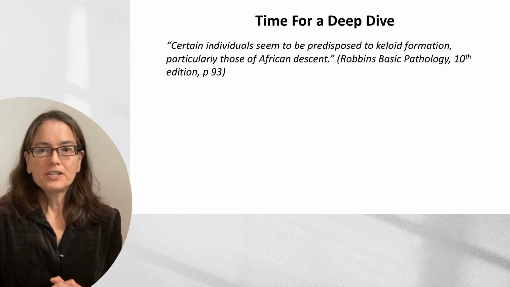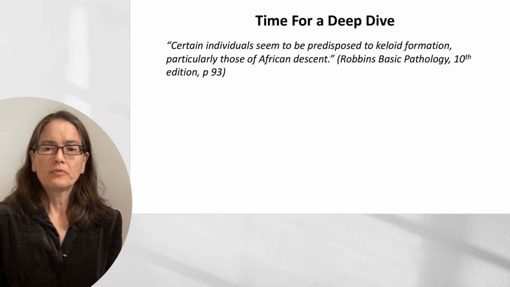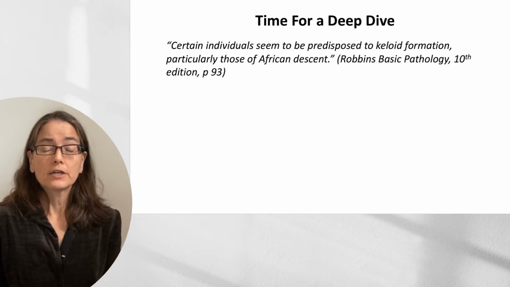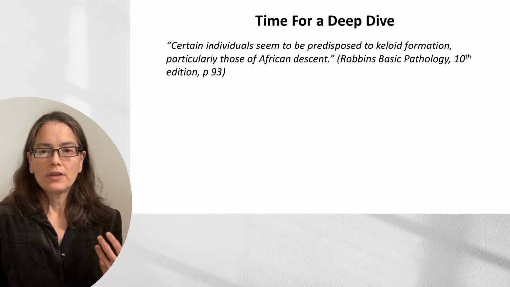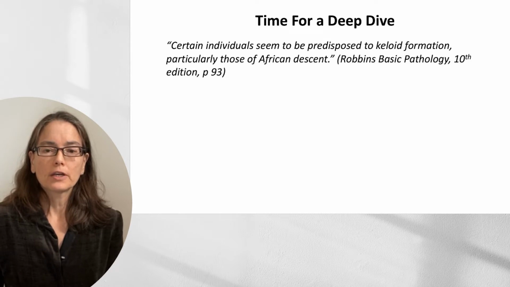All right, now it's time for our deep dive. So as part of my work in revising Robbins Basic Pathology, I've been working with a colleague, Dr. Joseph Graves Jr., who's an evolutionary biology professor at North Carolina A&T State University. It is the largest historically black university in the country. And our collaboration is based on understanding the evolutionary biology behind some of these disparities to be sure that we're being scientifically accurate.